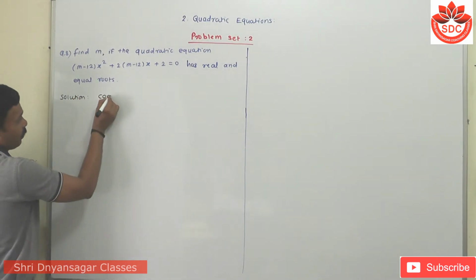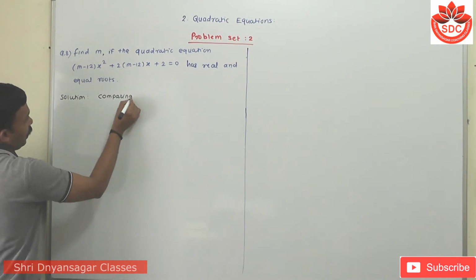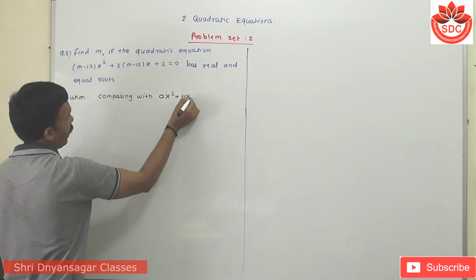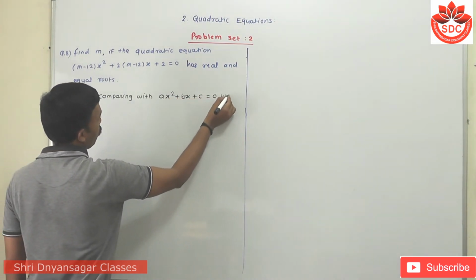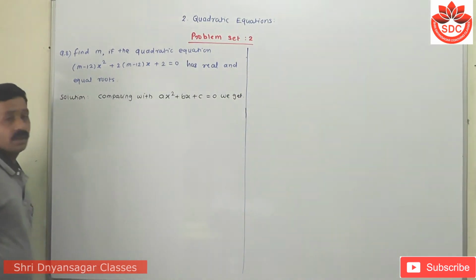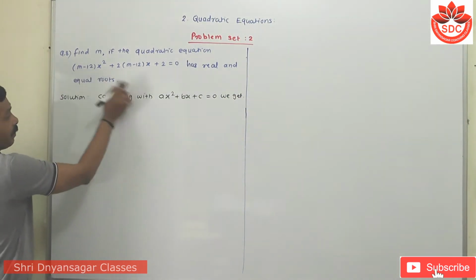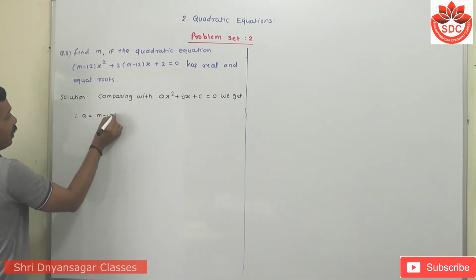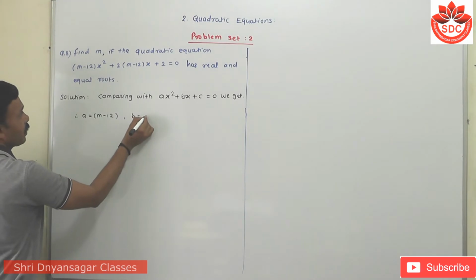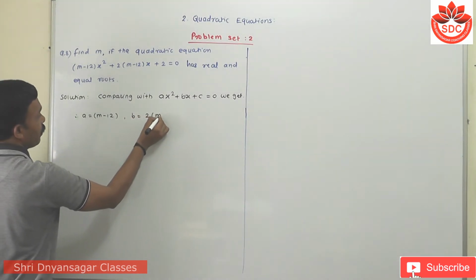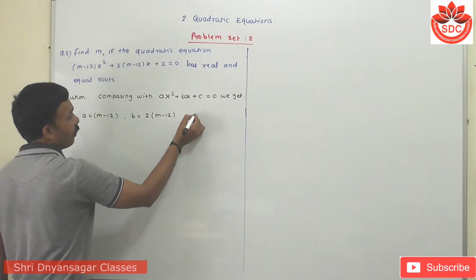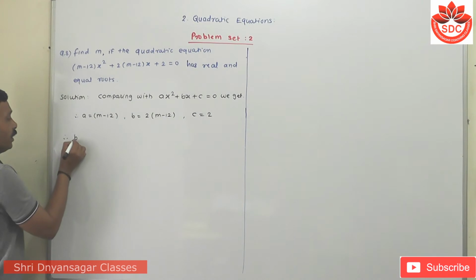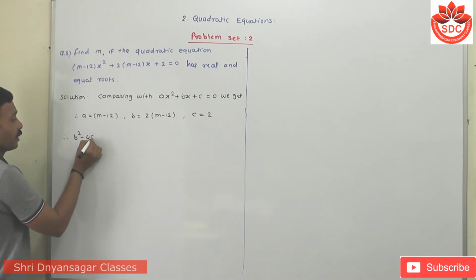Comparing with ax square plus bx plus c is equal to 0, we get the values of a, b, c. Here, by comparing this, we get that a is m minus 12. The value of b is twice in bracket m minus 12, and the value of c is how much? 2.